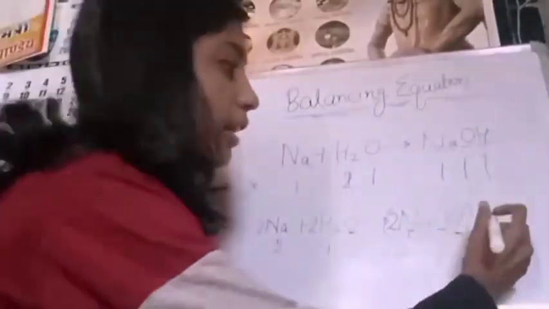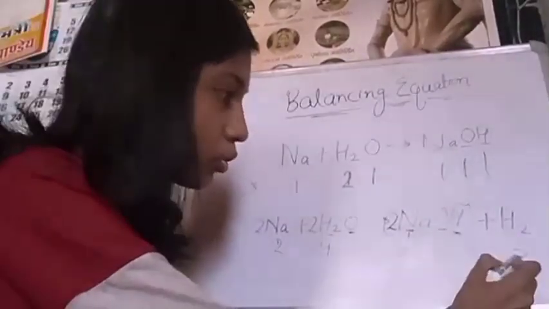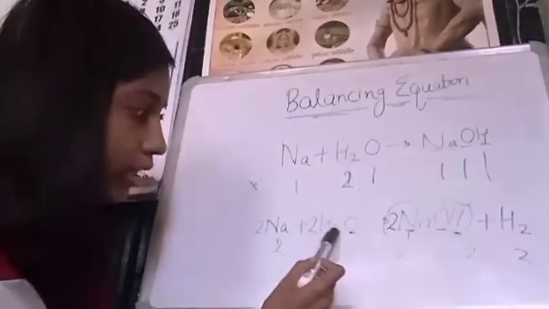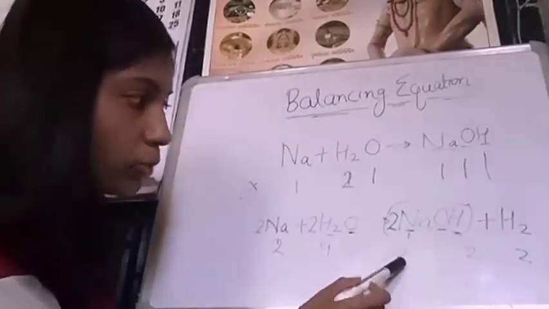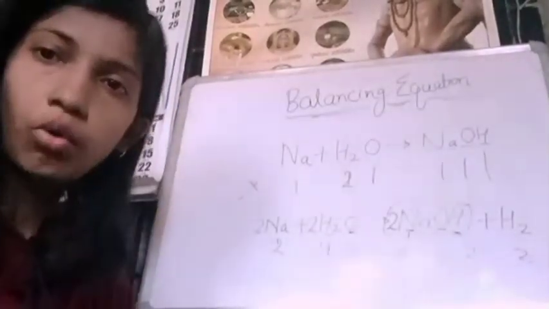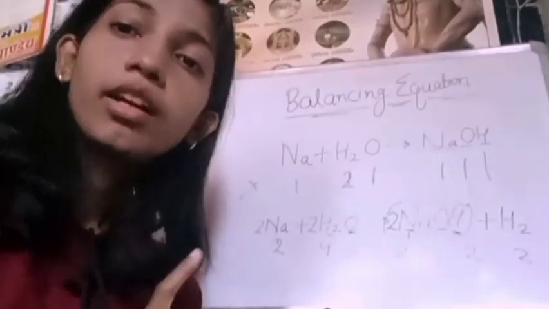This is absent, then we add plus H2. So 2. Now we count. Sodium 2, hydrogen 2 into 4, oxygen 2, sodium 2, oxygen 2, hydrogen 2 and 2, 4. This equation is now a balanced equation. So I think you understand how to balance the equation.